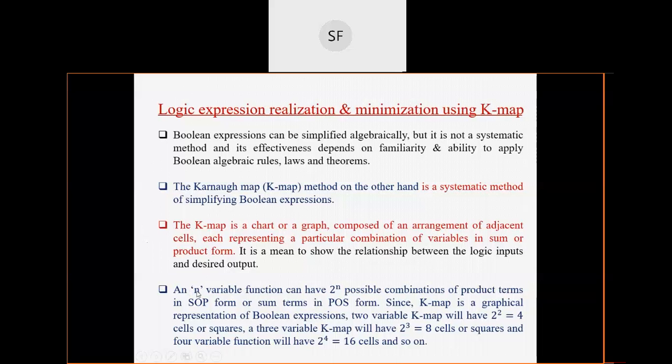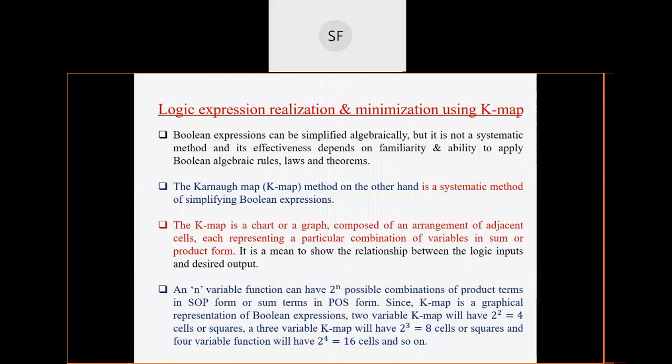Right. Now an n variable function can have 2 raised to power n possible combinations of product terms in SOP form. We have already seen that an n variable function can have 2 raised to power n possible combinations of product terms. Whenever there are product terms, that means sum of products, or sum terms in product of sums. Possible number of min terms and max terms, both were 2 raised to power n.